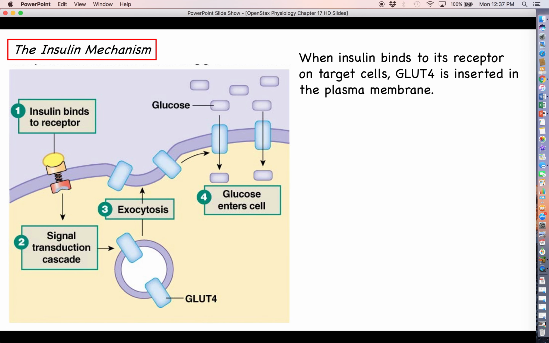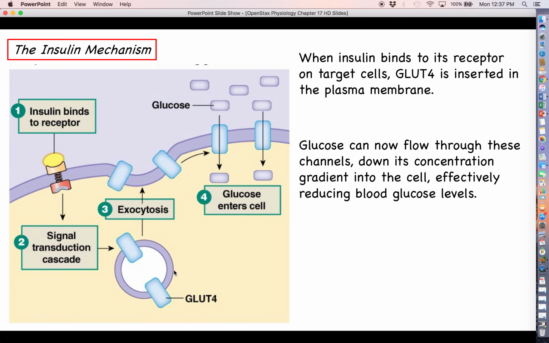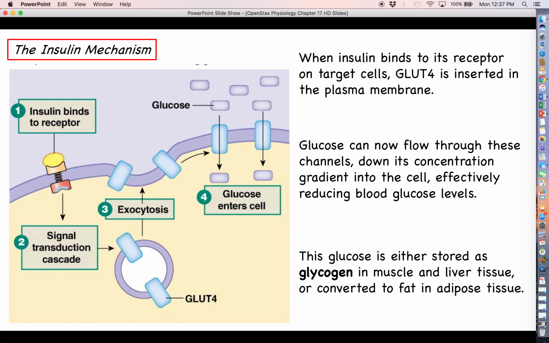So when insulin binds to the insulin receptor, which is a tyrosine kinase type receptor, this is going to activate a signal transduction cascade that will cause these GLUT4 channels, which are embedded in secretory vesicles, to fuse with the plasma membrane, causing the insertion of these channels into the actual cell membrane. Now these channels are all ready and willing to allow glucose to come into the cell, which effectively will reduce the amount of glucose that was in the blood previously because it's all inside the cell now.